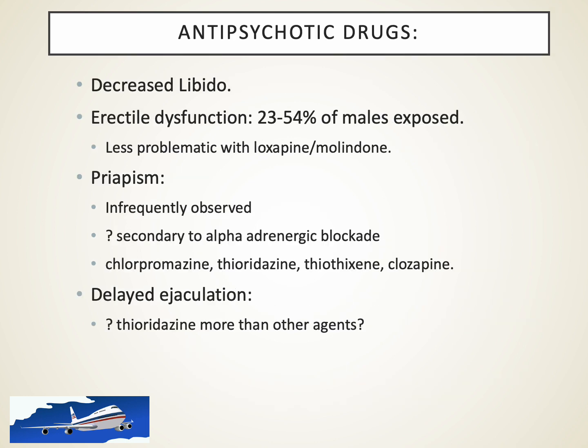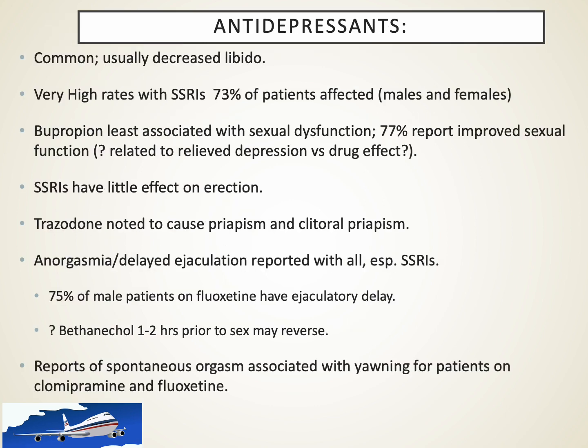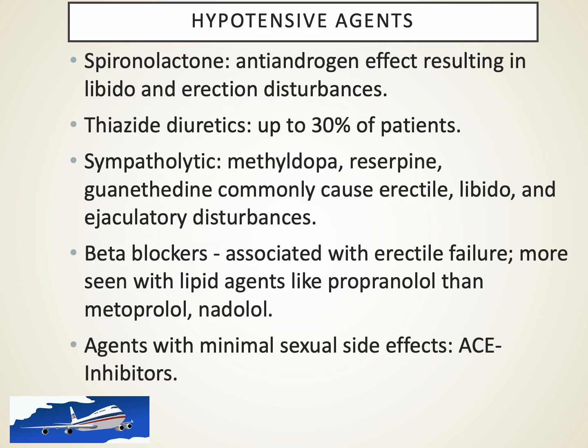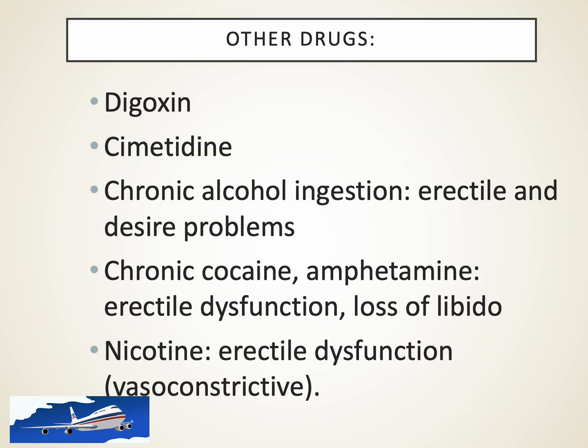Antipsychotic drugs are associated with sexual dysfunction. Antidepressants are very common to do this. It's quite common that at least decreased libido or interest in sex is seen with a lot of the antidepressants. There's a couple of exceptions to that rule, but most antidepressants are associated with that. Other drugs that are central nervous system drugs can have some effects on sexual function as well. Hypertensive agents, the older ones in particular, including the beta blockers, are notorious for causing sexual dysfunction. The agents that are most commonly used as first-line therapies now are much less likely to cause sexual dysfunction. And there are a host of other drugs that can cause sexual dysfunction as well.